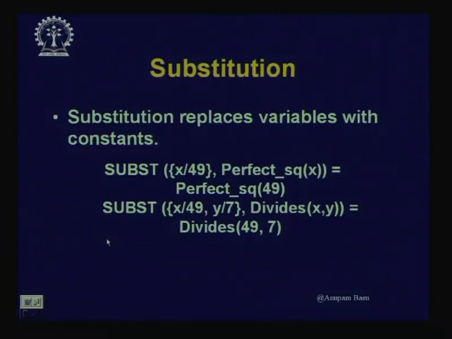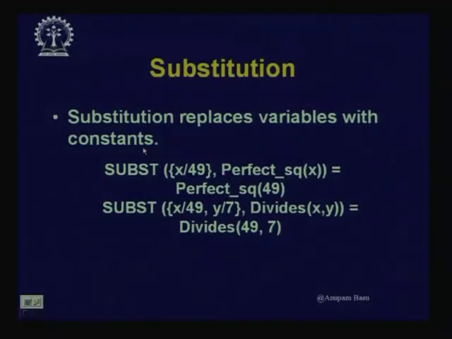The other thing that is often required in inferencing in first order logic is substitution. Substitution replaces variables with constants. How? Say I am using substitution as an operator, x is replaced with 49. Then if I do this substitution, perfect square(x) will become perfect square(49).